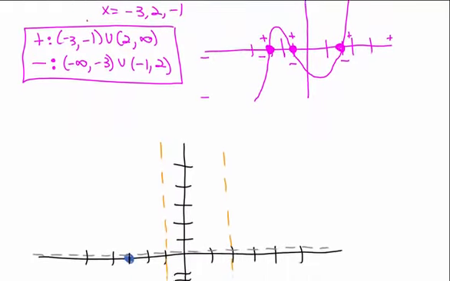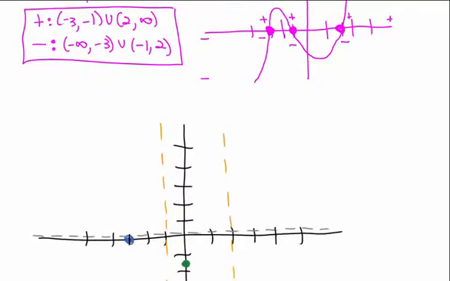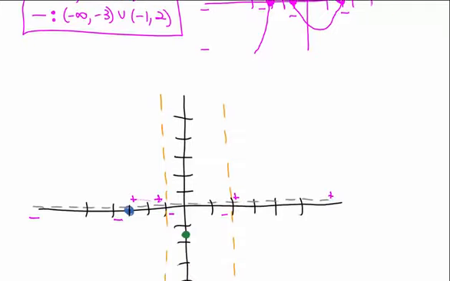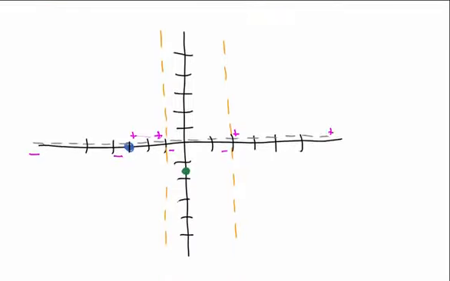And then we've got our positive negative regions. So we said the graph is going to be negative from negative infinity to negative 3. Then it's going to be positive from negative 3 to negative 1. Then it was going to be negative from negative 1 to 2. And then positive from 2 to infinity. So our graph is going to follow that same pattern.